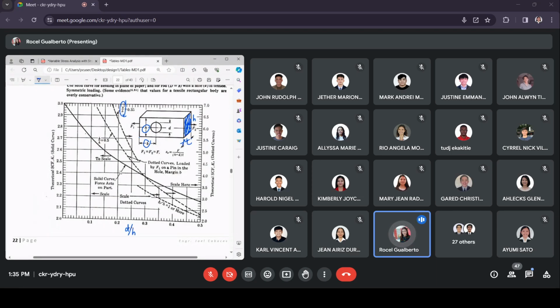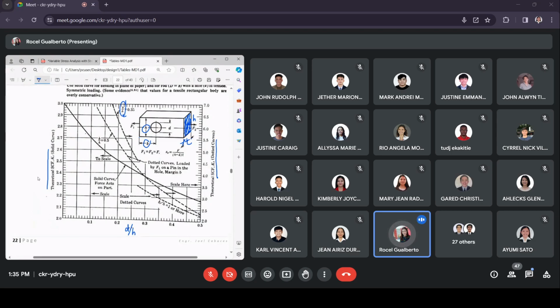Now, if you will be using the solid curve, you would take your reading on the left. This is theoretical KT using a solid curve. Here is KT if you use a dotted curve. So if you use a dotted curve, the reading would be at the right. But if you use the solid curve, the reading would be at the left.